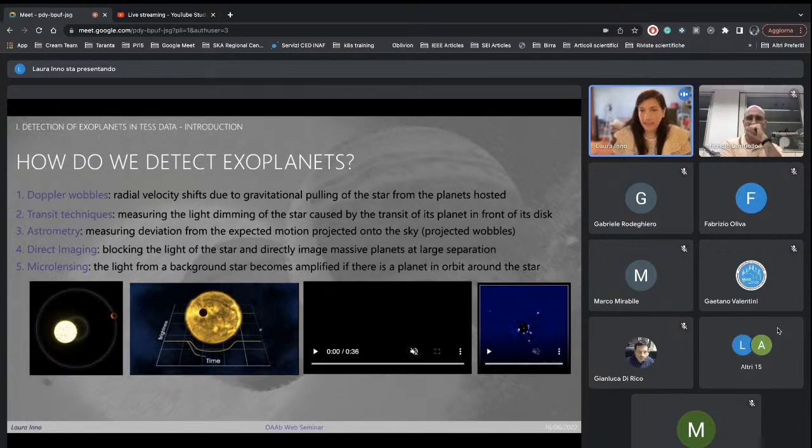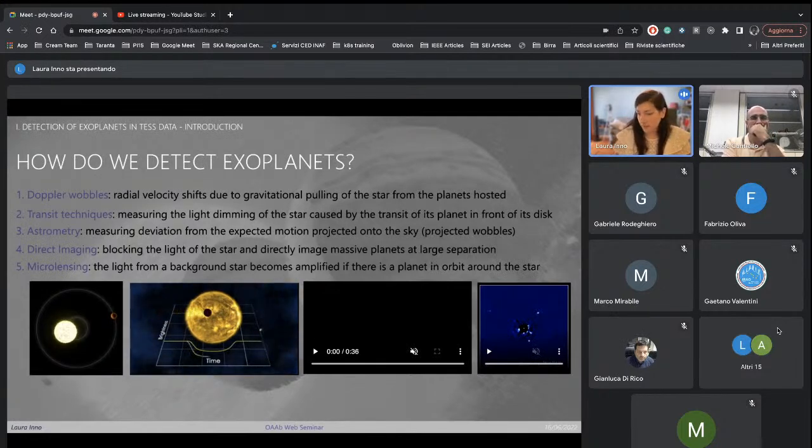But we recently hit the milestone of 5,000 exoplanets known to date. I think now we have also overcome 5,200 something. So this means that in these 30 years, we actually learned how to find them. I will give a very brief overview of the most relevant techniques for finding exoplanets. I don't mean to be complete on this, but just to give a briefing of how to do that.